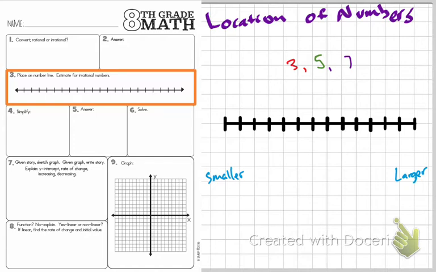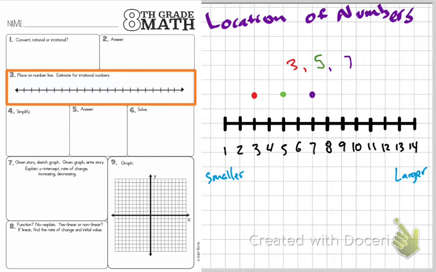In this case, since I'm just working with 3 positive integers, I could simply count by ones on this number line and then label those 3 numbers on the number line. So you can see that I've done that here, and I'm simply going to place the number 3, I'm going to place the number 5, and I will place the number 7. That's pretty simple.